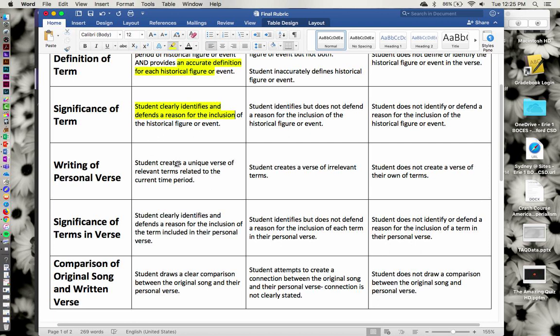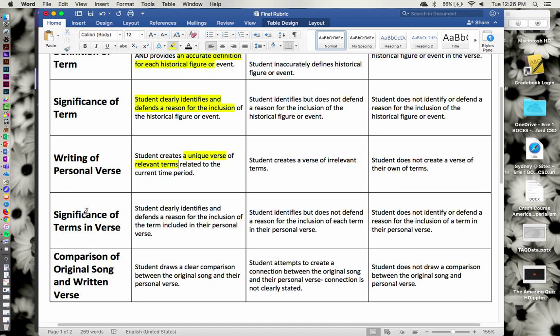For the writing of your own personal verse, we're just looking for it to be unique. I want it to be unique, and I want your terms to be relevant. Don't pick something like 9/11. That was a very long time ago. We want it current. We want it to be in 2020. That's relevant terms.